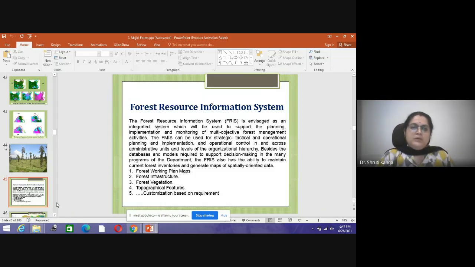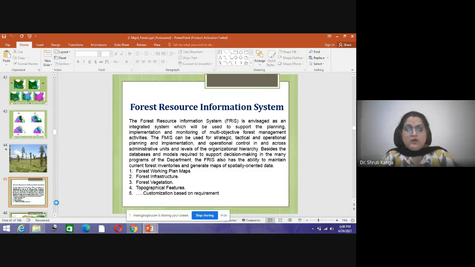So here we will be studying different parameters which are taken into consideration for the forest resource information system. And then we are also going to study the applications which are there in different habitat suitability mapping with their parameters. So with the help of different case studies we will be seeing these kinds of things. So let's discuss what is forest resource information system.